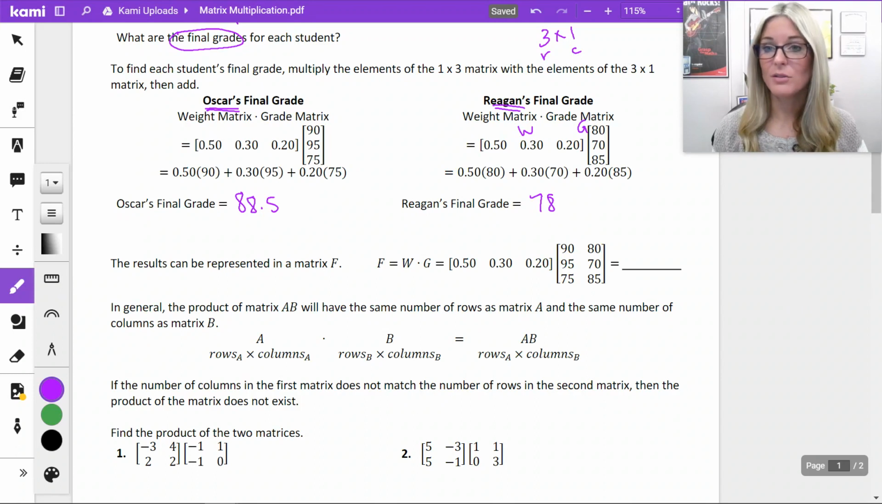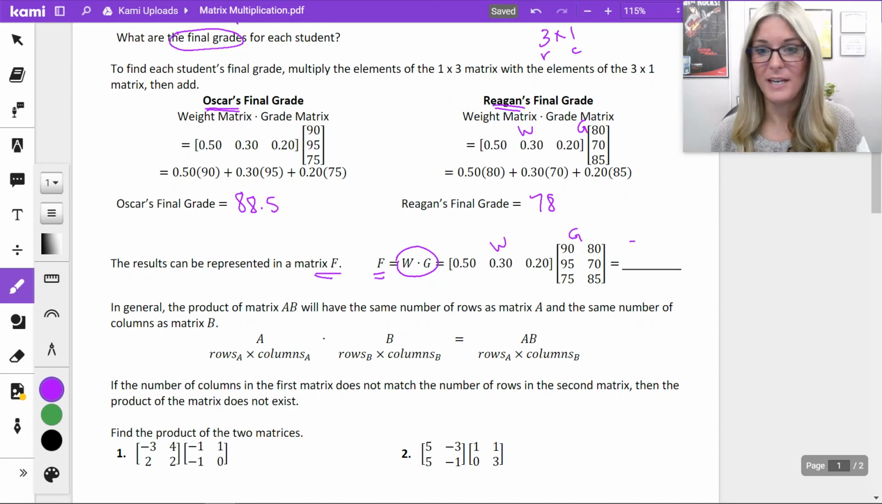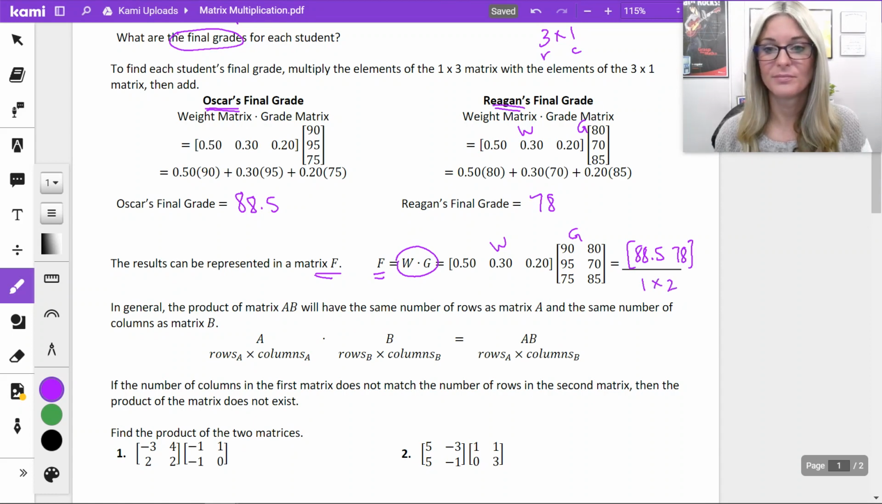So let's take those results and represent them in a matrix F for final grades. We're going to call it matrix F after the multiplication of the weights times the grades. Again, that is written all out here: the weighted categories times Oscar and Reagan's grades. The answer would be a matrix of 88.5 and 78. Notice this is a 1 by 2 matrix.